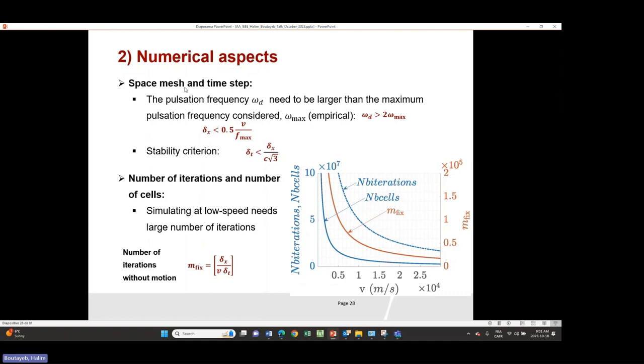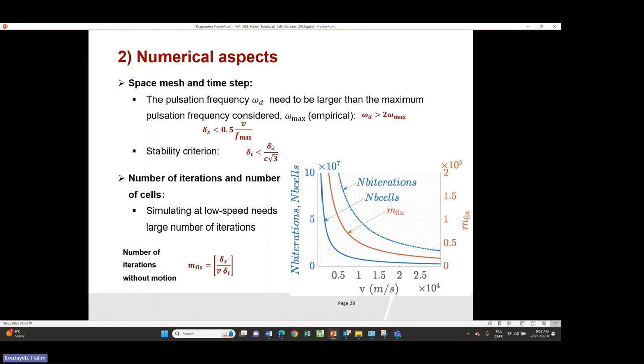About the space mesh and time step. The pulsation frequency that we talked about previously, omega d, needs to be larger than the maximum pulsation frequency that is considered in the simulation. Based on empirical analysis, we found that omega d should be larger than 2 times omega max. By using this formula and the formula of omega g, this imposes this equation. So we need delta x smaller than 0.5 v over f max. So you see that delta x is a function of the speed of propagation.